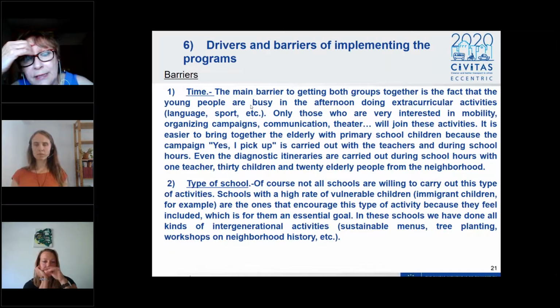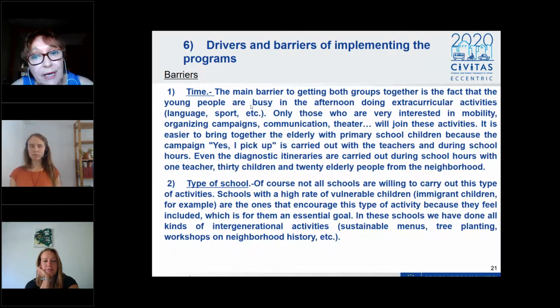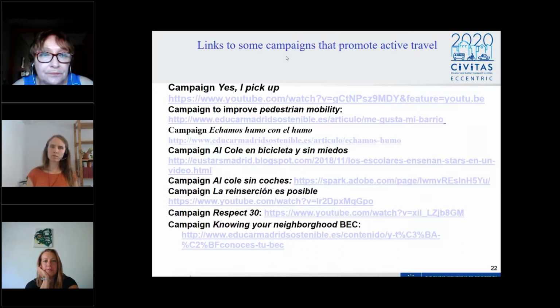Another barrier is the type of school. Not all schools are willing to carry out this type of activities. Schools with a high rate of vulnerable children, immigrant children, for example, are the ones that encourage this type of activity because they feel included, which is for them an essential goal. In these schools, we have done all kinds of intergenerational activities, not only about mobility. Sustainable menus, tree planting, workshops on neighborhood history, a lot of things with them.